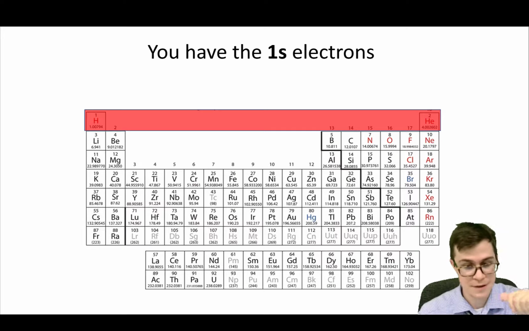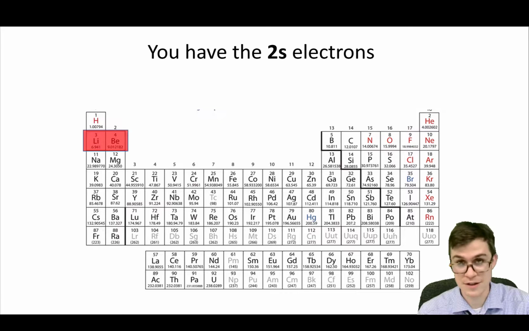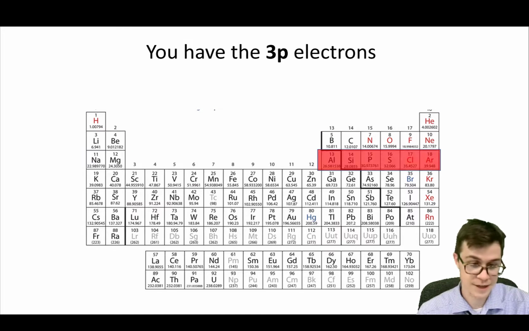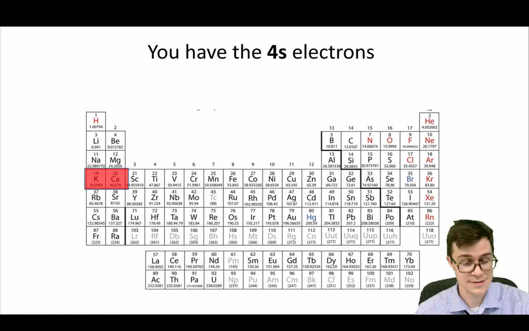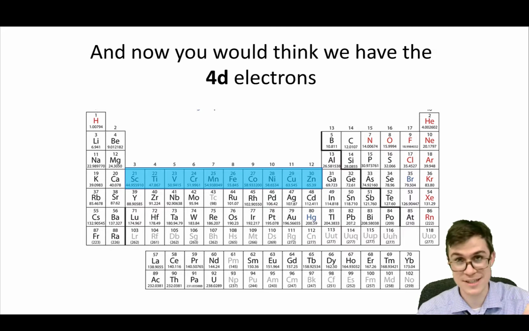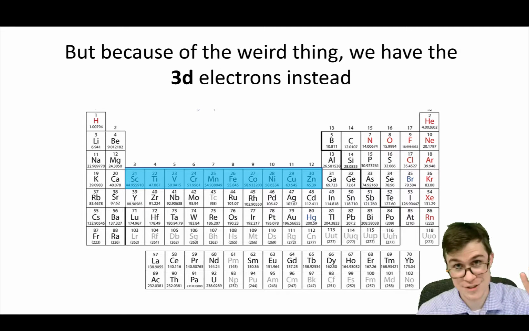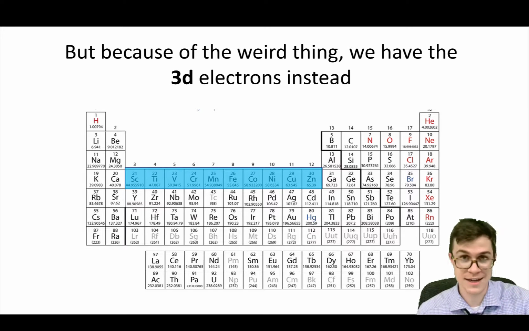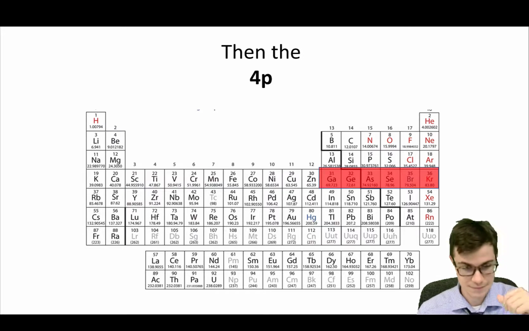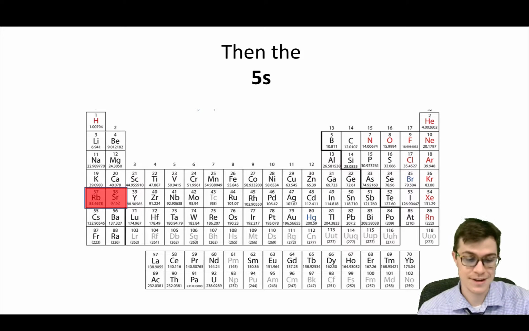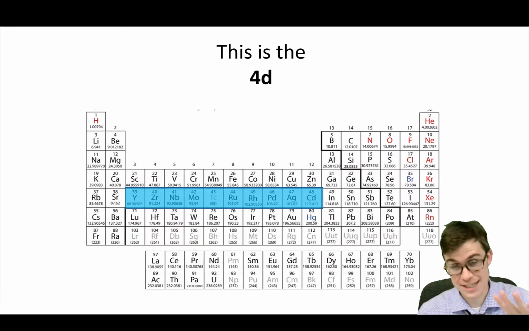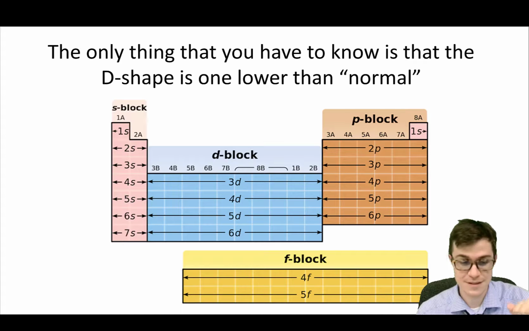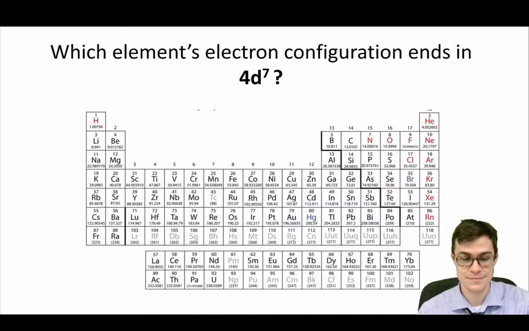Starting through the table, you have the 1s electrons up here, then the 2s, 2p, 3s, 3p, it all makes sense, 4s, it seems good, but it's not the 4d electrons, it's the 3d electrons, because the d shape is always one behind. Then you have the 4p, 5s, and then the 4d, not the 5d, and the 5p, etc., etc.